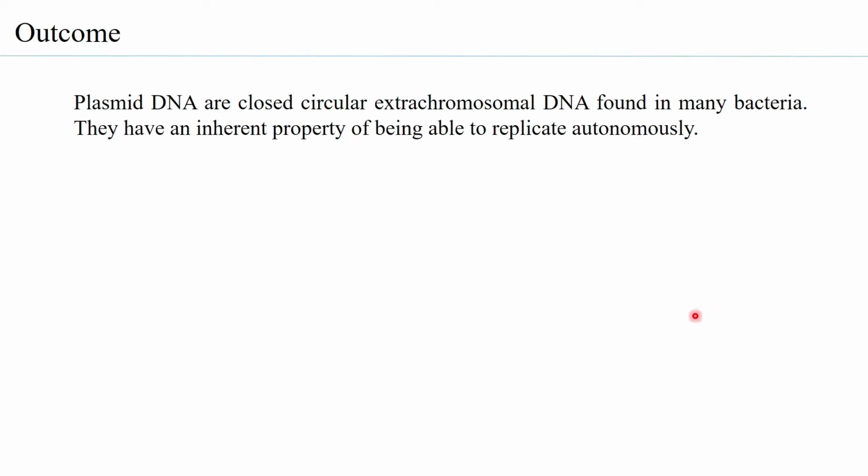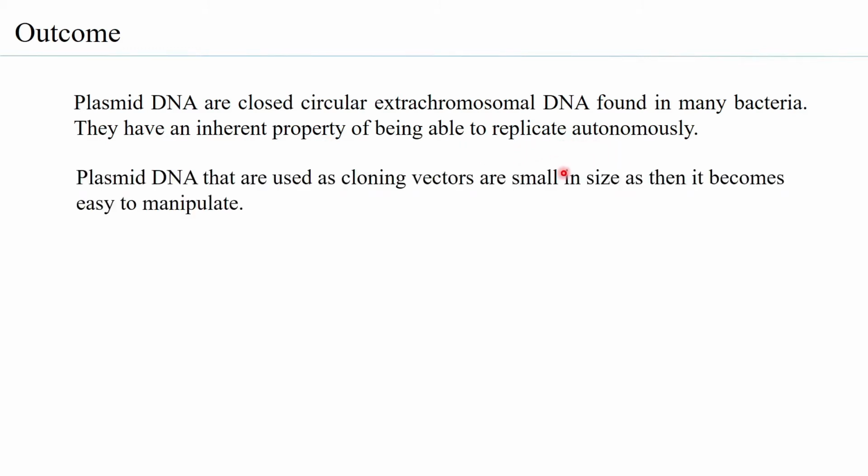Plasmid DNA are closed circular extrachromosomal DNA found in many bacteria. It is also found in yeasts. There is a plasmid called the 2 micron plasmid that is present in yeast cells as well. But other than that, mostly plasmid DNA is found in bacteria. They have an inherent property of being able to replicate autonomously.